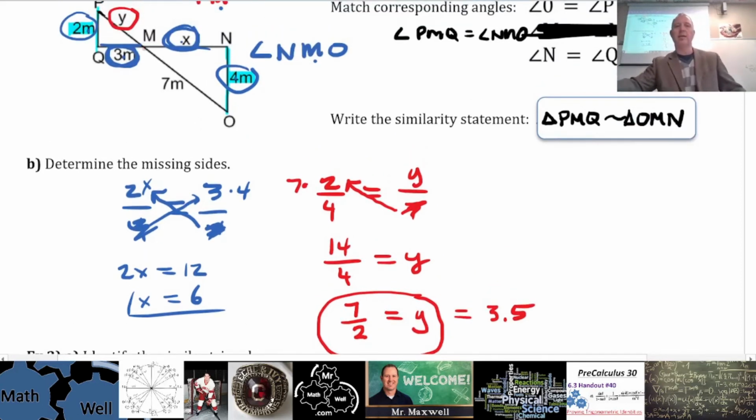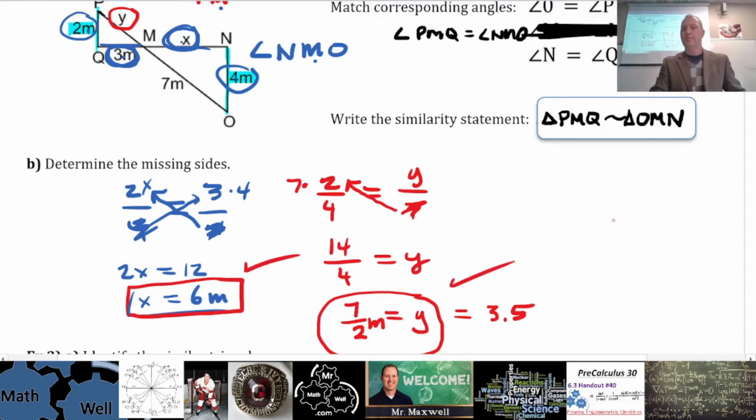And if we're given units, let's remember to end our question making sure we have the proper units. So we do have meters in the question, so when we solve here, full marks go to the right answer with the correct units. So keep that in mind. Any questions?